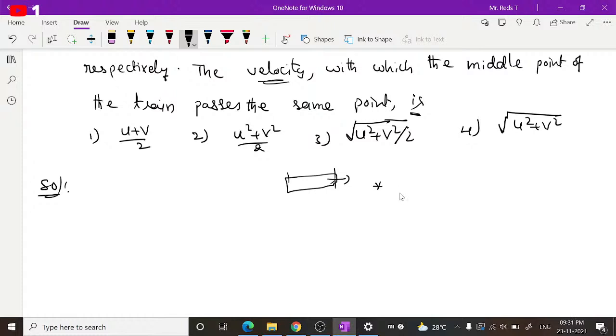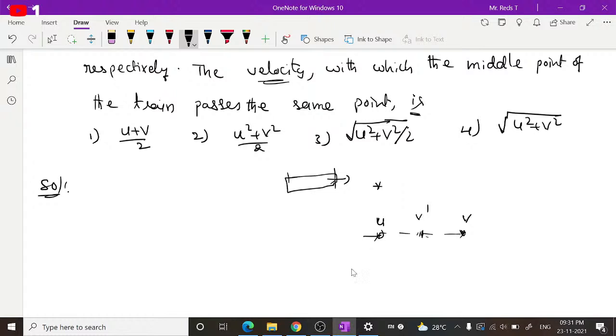It is similar to a particle entering a point with velocity u, and after some distance it has obtained a velocity v. What is the velocity in between these two points? This is the kind of question. Let us take it as some v dash. In this kind of case, the velocity is increasing gradually.